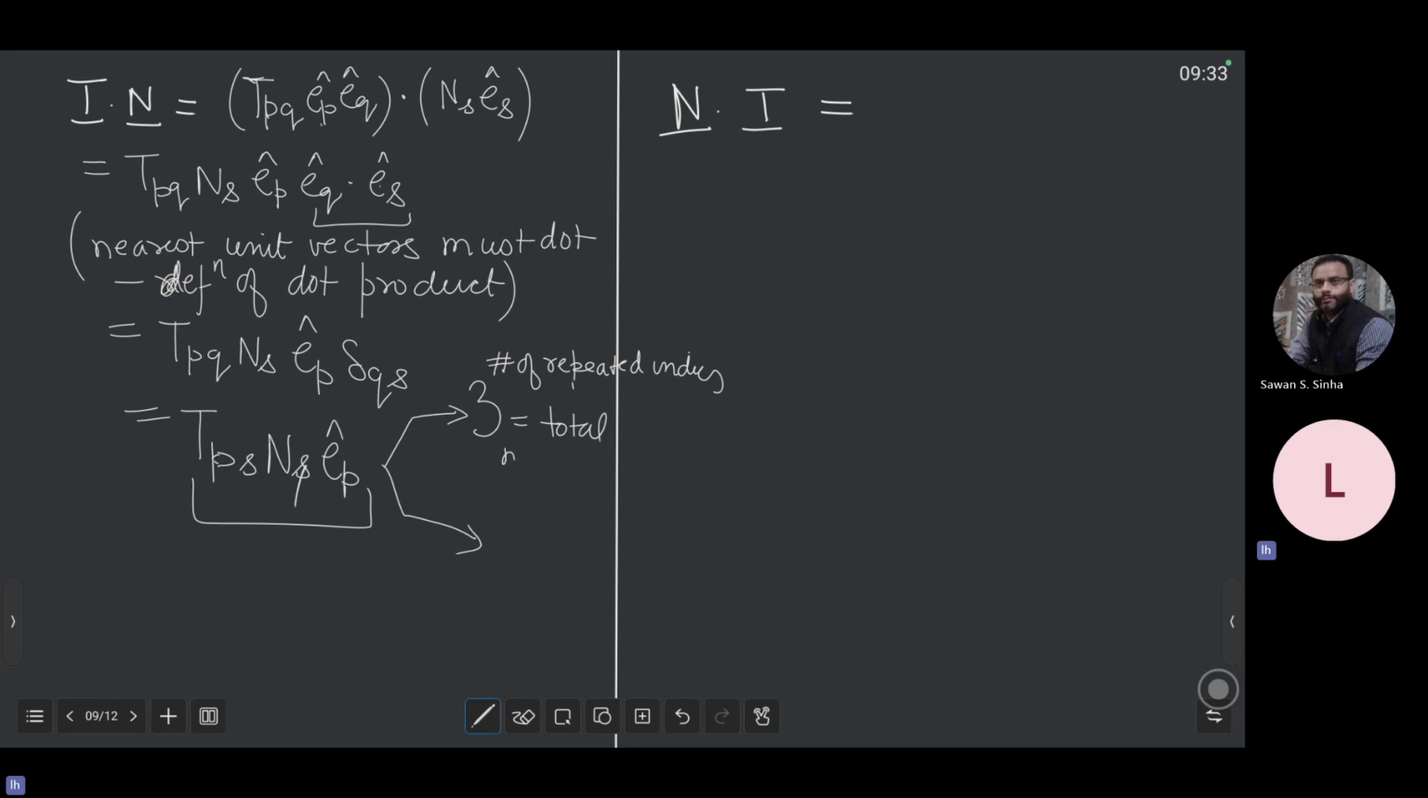Total number of terms in this summation, which in this case is 3 raised to the power 2, 9 terms. And why does this 2 come? The 2 comes because the first repeated index is p and the second repeated index is the other one. Mind you, this fact, how many terms are inside it, has nothing to do with the order of the tensor we are dealing with.